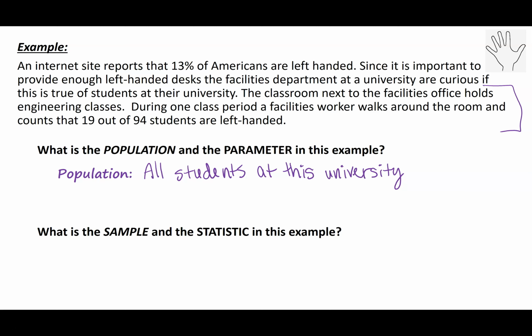So we're looking at a proportion. So my parameter is going to be P equals 0.13. At least this is the claimed proportion.